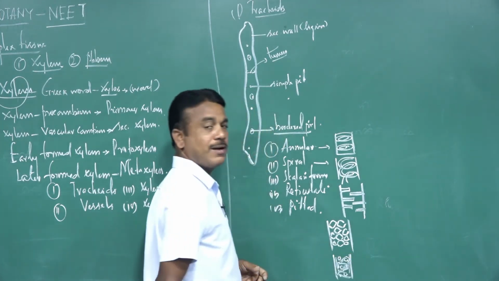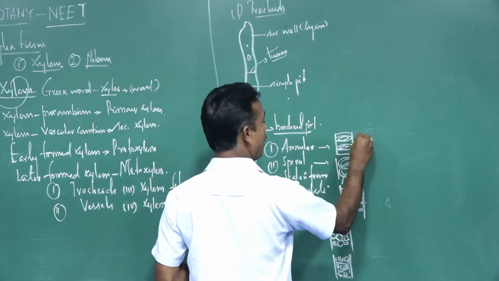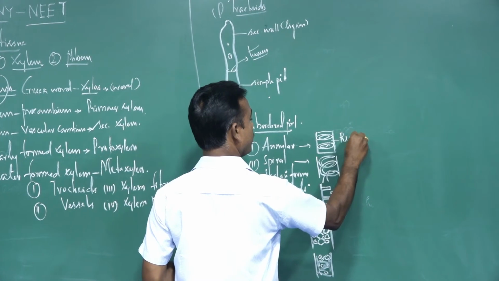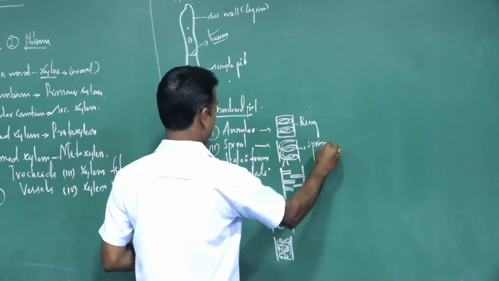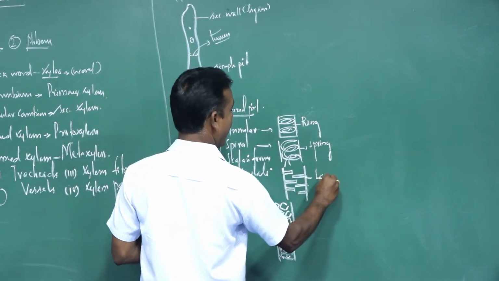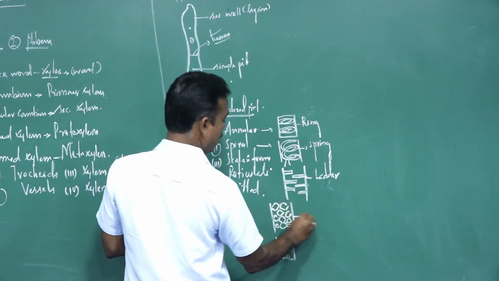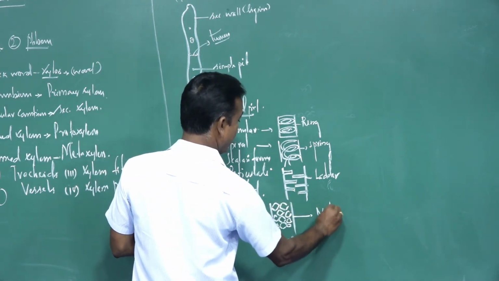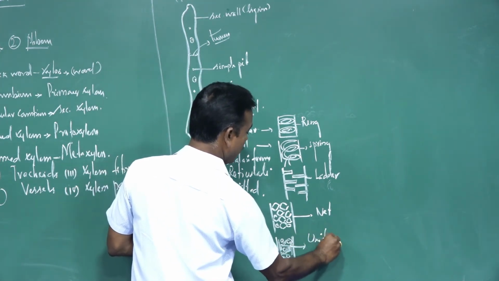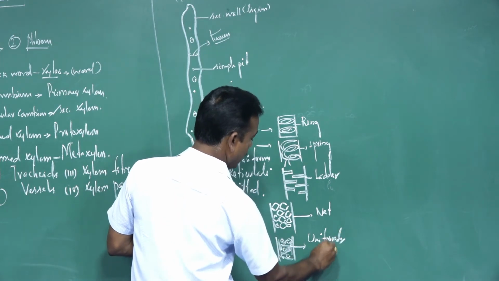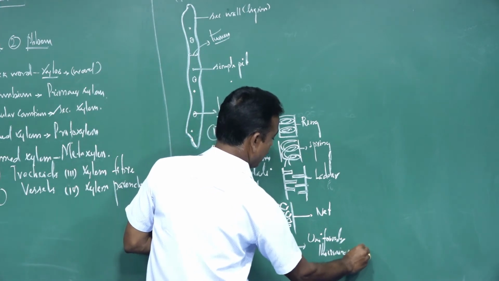These are the different kinds of cell wall thickening: annular, like a ring; spiral, like a spring; scalariform, like a ladder; reticulate, like a net; pitted, which is uniformly thickened except at the pit.